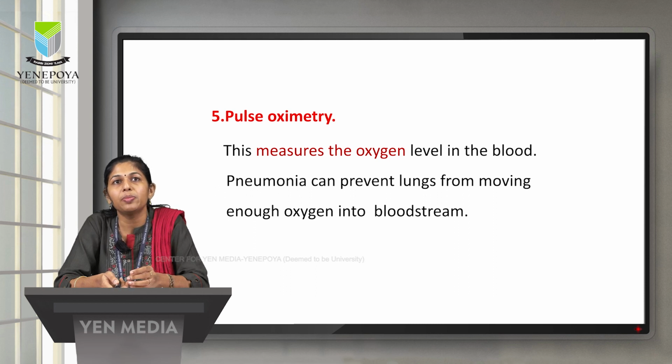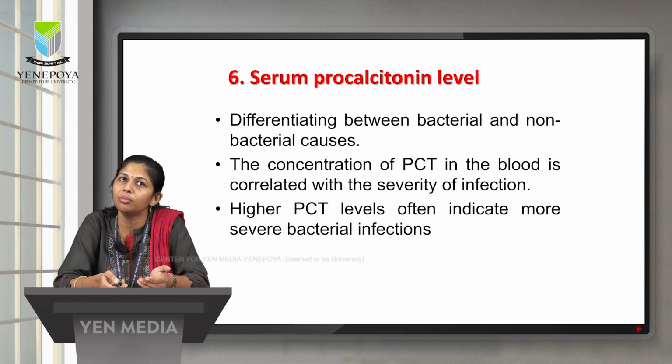Then the next one is pulse oximetry. This measures the oxygen level in the blood. Pneumonia can prevent the lungs from moving enough oxygen into the bloodstream. In a pneumonia patient, there will be less oxygen saturation. So pulse oximetry is a method which helps to measure the oxygen level in the blood.